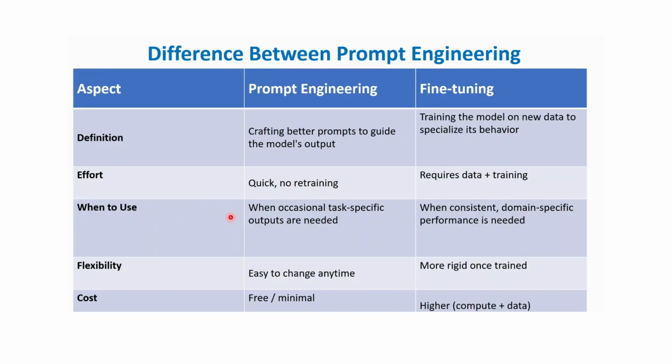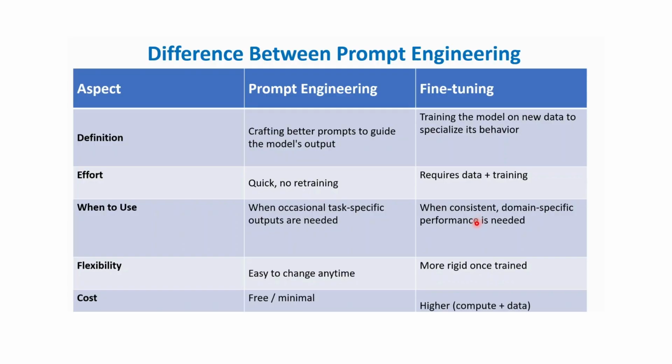So when to use which? Occasionally when task specific outputs are needed, like if we use ChatGPT, we normally ask questions, but sometimes we need ChatGPT to do a particular task. Occasionally only we do so. For those purposes, we can use prompt engineering. But fine tuning is when you require a domain specific expert for a domain specific task, like a medical chatbot or a medical summarizer.